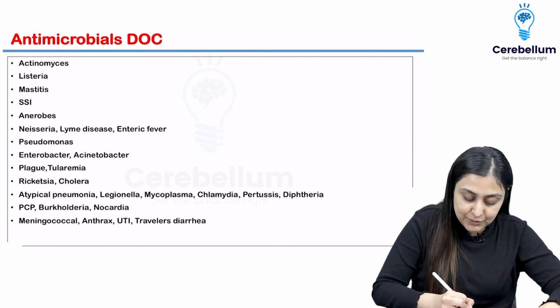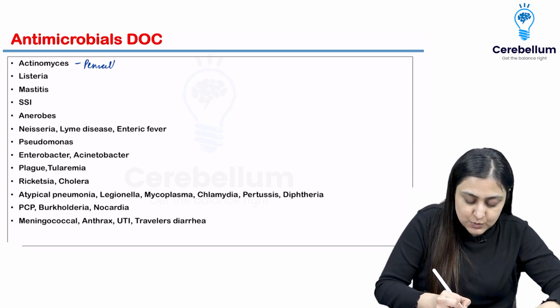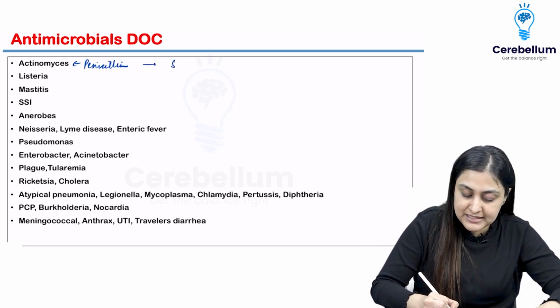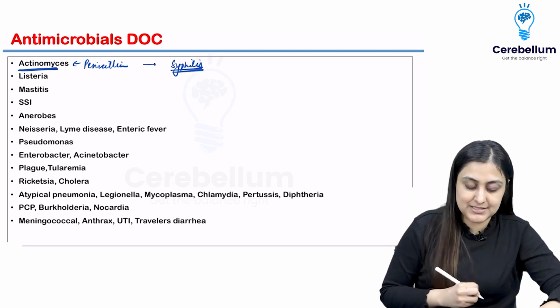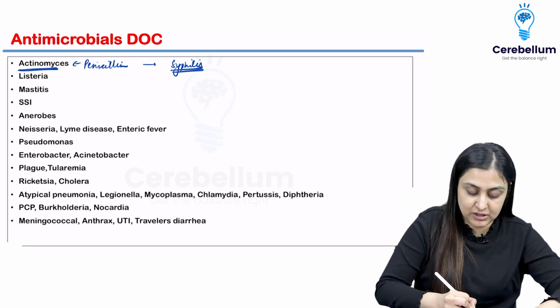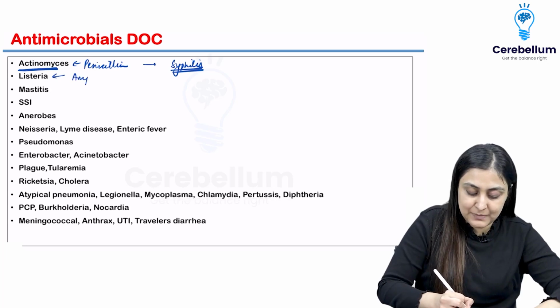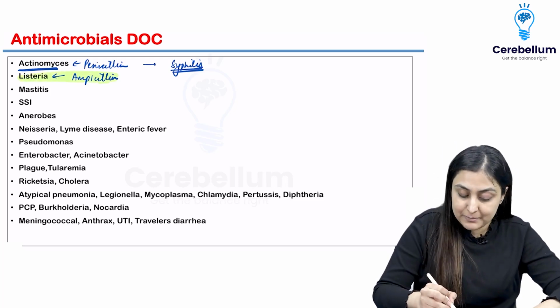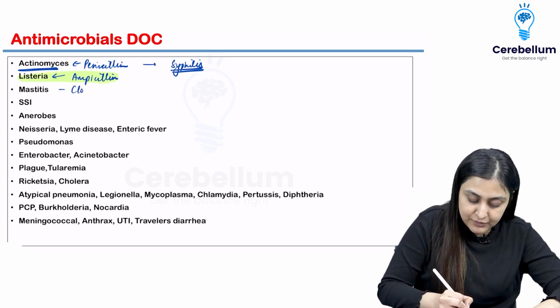Okay, so actinomyces is OG penicillin. This is one of the very few areas where penicillin is still drug of choice, the other being syphilis. Yeah, so we've already discussed this. Syphilis and actinomyces is where penicillin comes into picture. Then we went into the extended spectrum. So ampicillin is the drug of choice for listeria. This also I've taught you in microbiology. For mastitis, very important, we have cloxacillin.